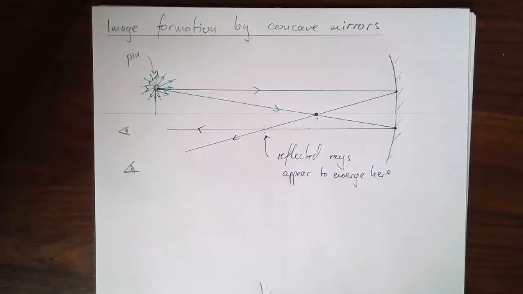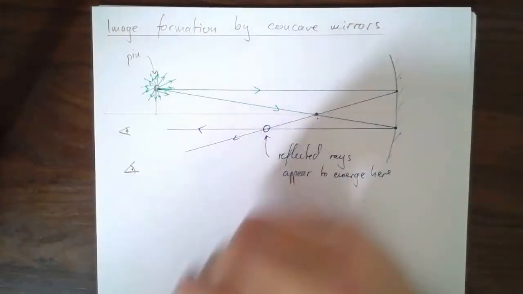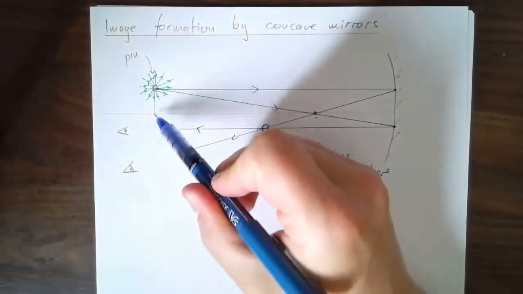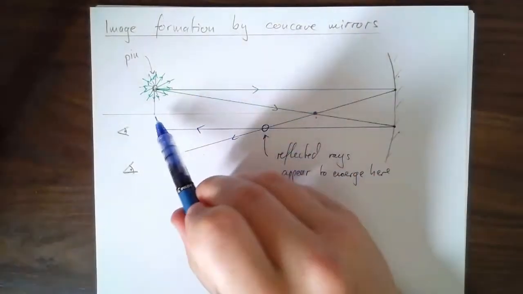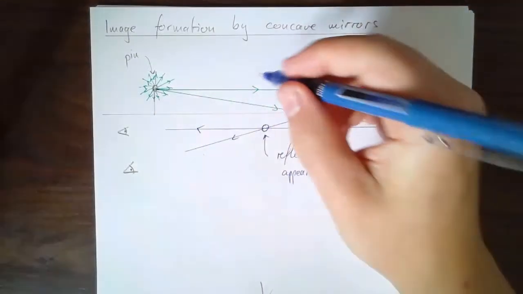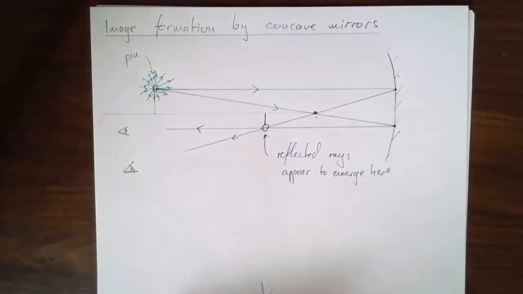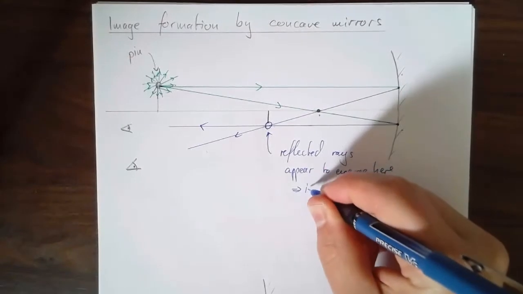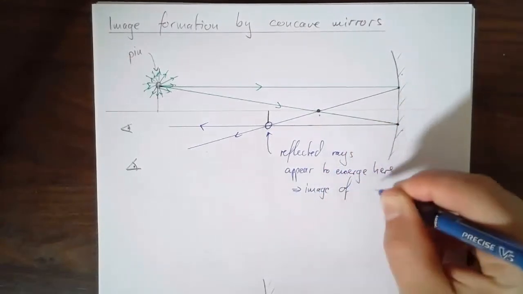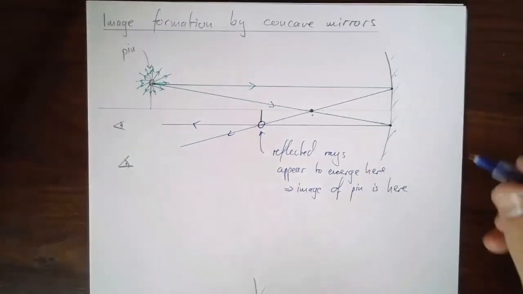Let me make a note here. I think I flipped colors from what I used for the flat mirror. It doesn't matter. So this is going to be my image. The image of the pin is right here. Now, if you do it with the rest of the pin, you'd find that the bottom of the pin, if it's on the center line, the image is also going to be on the center line. It actually looks like this. So this is where the image of the pin is, and it's upside down.